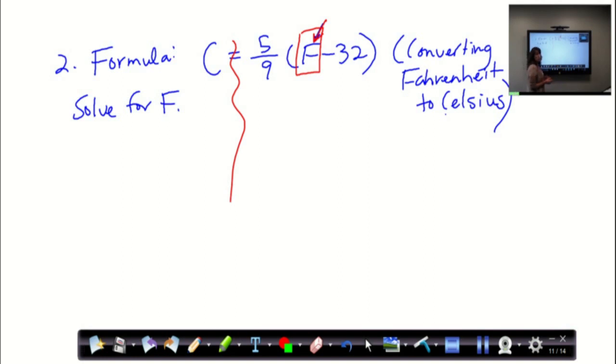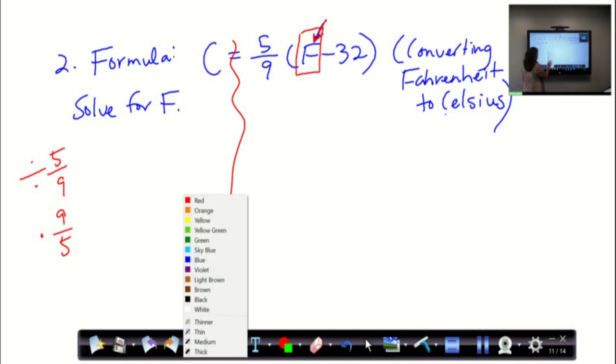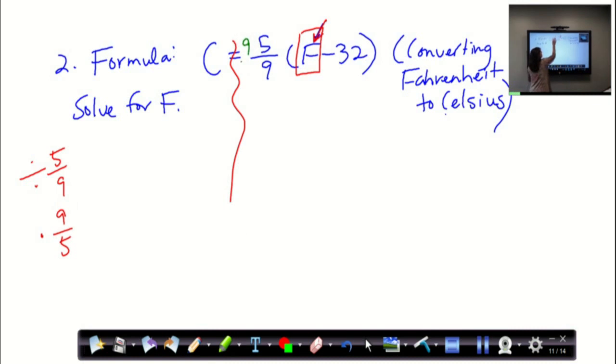How do I undo that? Well, the way that you undo multiplication by 5/9 is you divide by 5/9. But remember that dividing by a fraction is the same thing as doing what? Yeah, it's the same thing as multiplying by its reciprocal. I'm going to go for the jugular. I'm just going to go ahead and pop it in that way, and I'm going to multiply this by 9/5, and I'm going to multiply this out by 9/5.